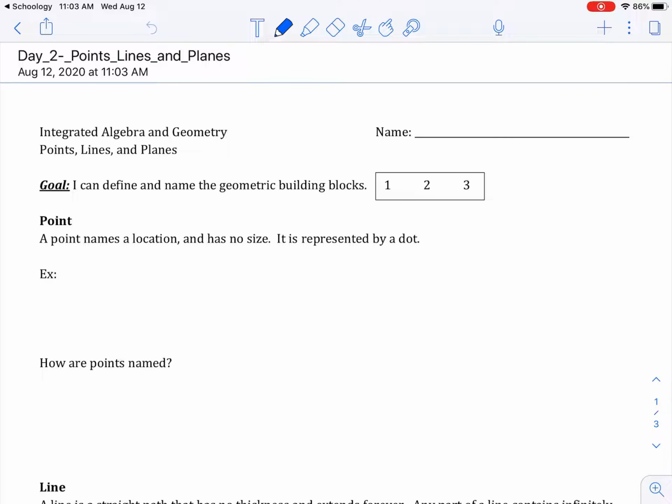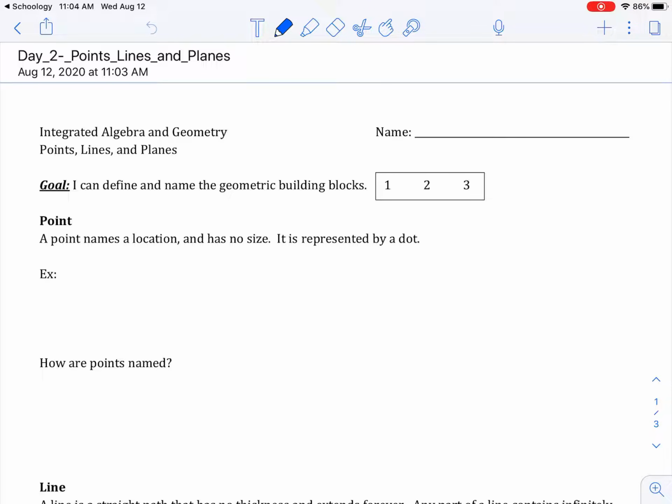Hello everyone, so today we are talking about points, lines, and planes. Our goal for today is to be able to, if you see a line or a point or a plane, know how to name it properly. By the end of this lesson, hopefully we can all do that.